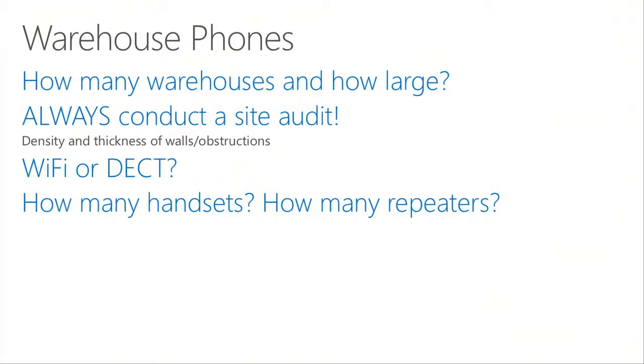How many warehouses are there, and how large are they? How much square footage do you have to support? You always need to conduct a site audit on this. You need to see how many repeaters and access points you need, what the density and thickness of the walls or obstructions are. If you've got big pallet rigs across the whole warehouse, are you going to use Wi-Fi or DECT for that? What's going to provide the penetration into the surrounding infrastructure within that environment?